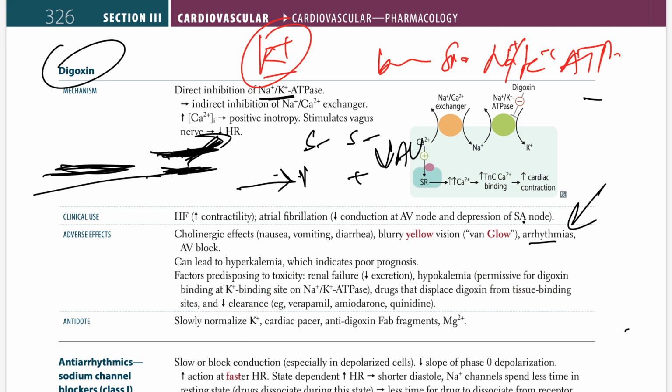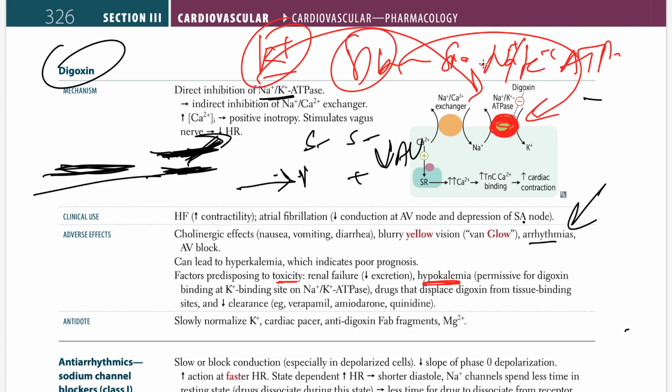One important thing is to look at the toxicity. You will have toxicity when you have hypokalemia, because potassium is actively trying to bind to this channel and digoxin is also actively trying to bind to this channel. They're competing with each other. But if you have low potassium, you're going to have more and more digoxin binding to the channel, causing toxicity.